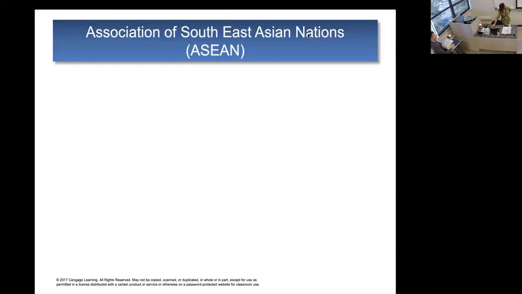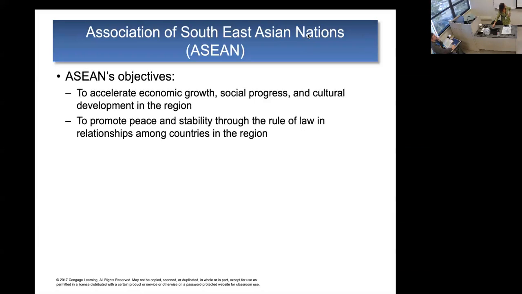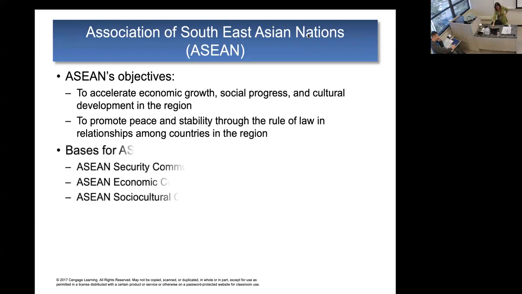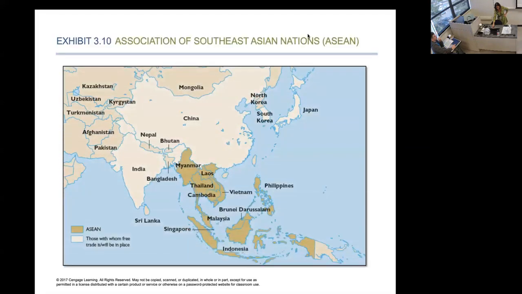It shows the Association of Southeast Asian Nations. It's all similar objectives, right? To accelerate economic growth, social progress, and cultural development in the region, promote peace and stability through the rule of law in relationships among the countries and regions. These are the bases for them. And let's see, I think I have a map for that as well. Yes, here you go. So these are the participating countries.